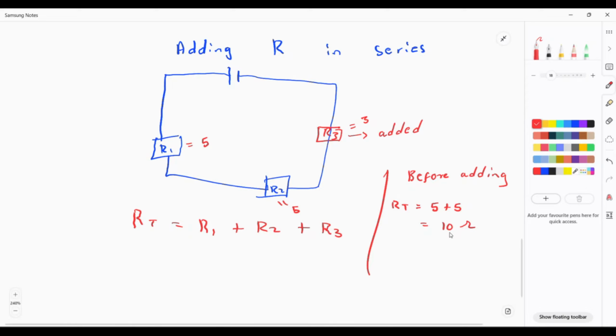Now I'm adding a resistor, which is R3 in that circuit. After adding, my total RT is going to be 5 plus 5 plus 3, where the 3 is the one that I added. This gives me 13 ohms, which means when I add in series, RT increases.